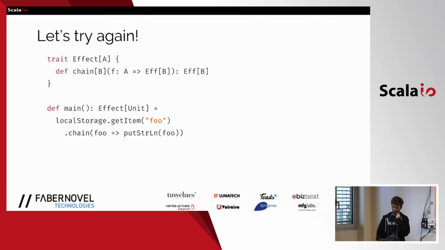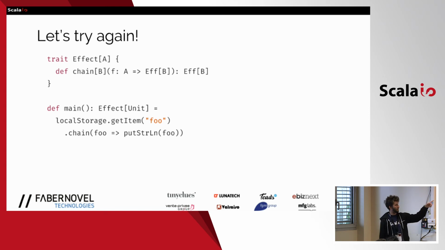as something like this. We have an effect type, which we call effect, and it has a single function called chain. In the chain function, we take the value that is returned from the side effect, and we use it to produce a next effect, right? This is the function f. It takes an a and returns an f of b. And then the whole computation returns an f of b.